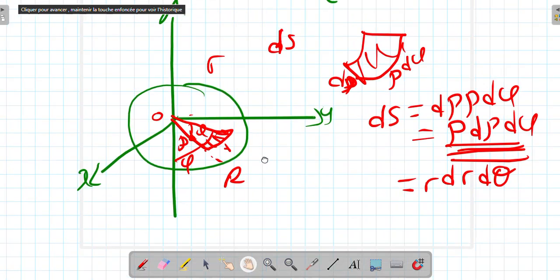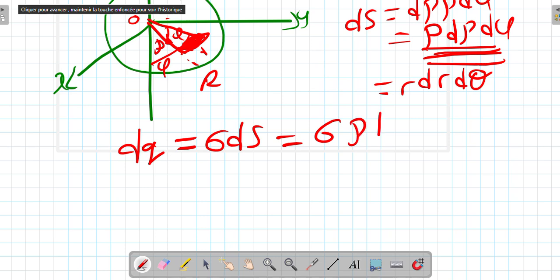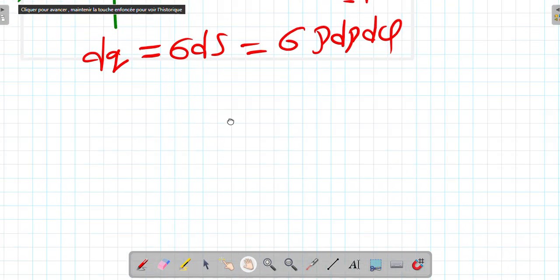Okay, for a smaller surface, it will have a smaller charge, an elementary charge. We always have the surface density sigma, so we multiply sigma by the surface, because we are first interested in this surface, which was dS. So dq is sigma times rho d rho d phi. If you just follow through, you find that it's very easy to solve. So I find my dq.